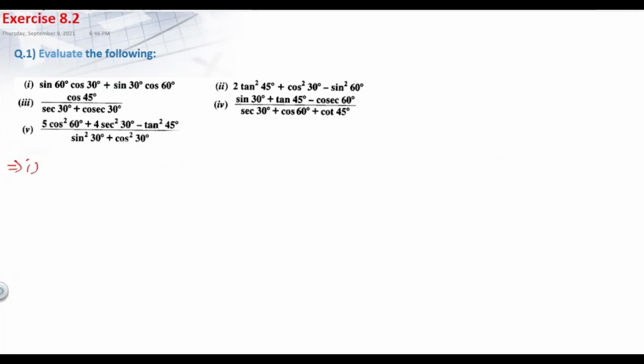Here we have sin 60 degree cos 30 degree plus sin 30 degree cos 60 degree. Let's just write it. Sin 60 degree cos 30 degree plus sin 30 degree cos 60 degree. Now we have to solve this. We already know the values of sin 60 and sin 30, and we already know the values of cos 30 and cos 60.